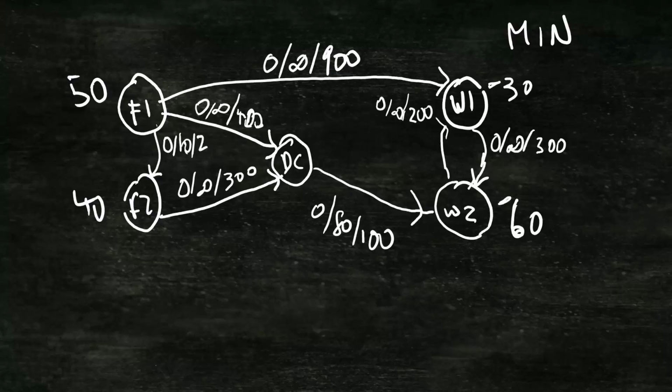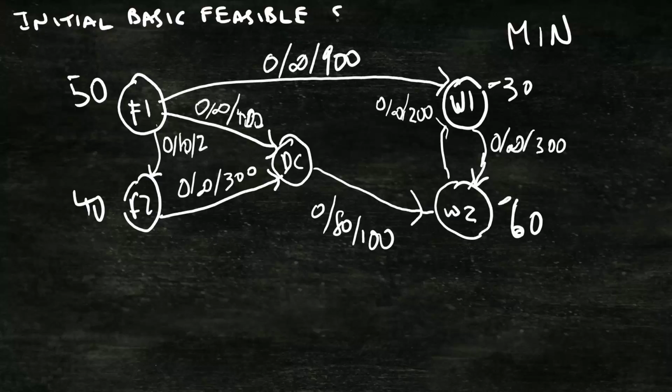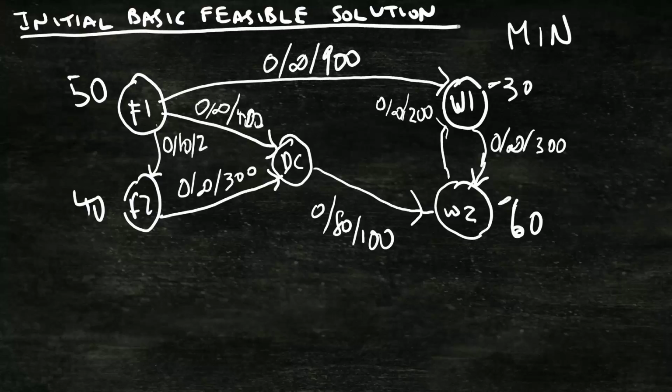Okay, in this step we're going to try to find an initial basic feasible solution. Now, we knew what that meant when we were talking about linear programs. Corner point, but we don't want to convert this problem to equations. We want to work with a graph.